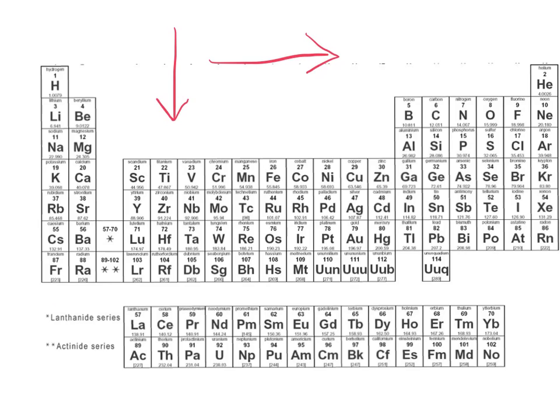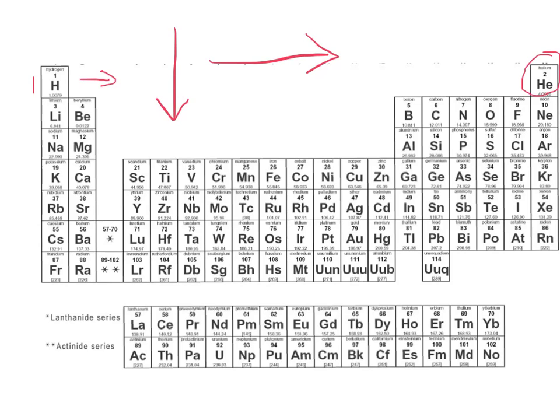Now, the horizontal rows are called periods. So we have period 1, period 2, and you can see period 1 only has 2 elements. Period 1 has hydrogen and helium. Period 2: lithium, beryllium, boron, carbon, nitrogen, oxygen, fluorine, neon. And this tells you a lot here. Period number 1, going across, has 1 energy level. So hydrogen has 1 energy level, and helium has 1 energy level.